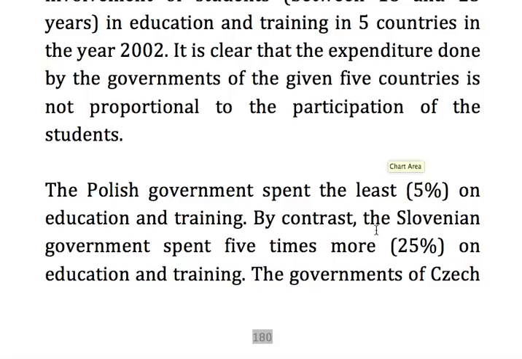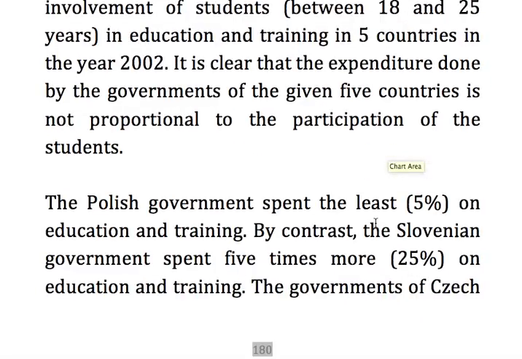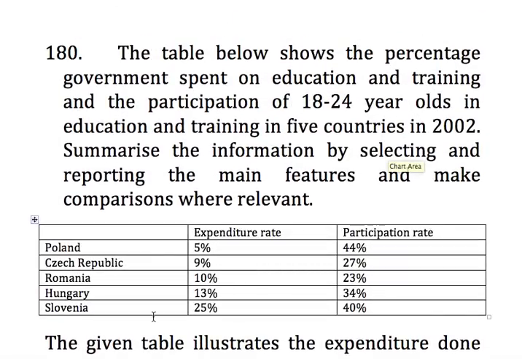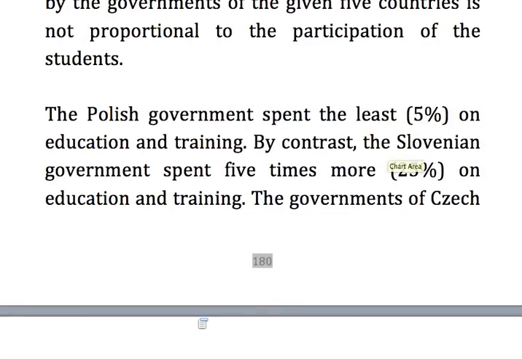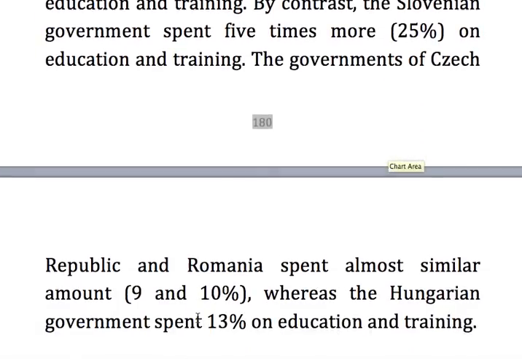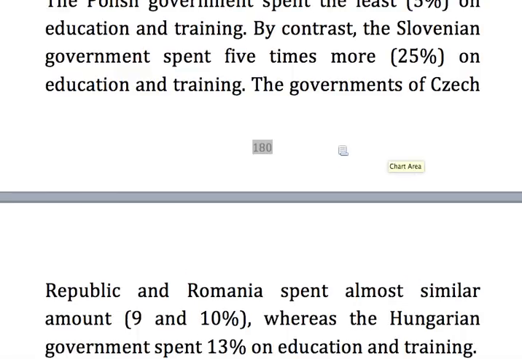By contrast, the Slovenian government spent 5 times more on education and training. So this is 5. This is 25. So here I've used again the language of comparison, but I've used the comparative form more.